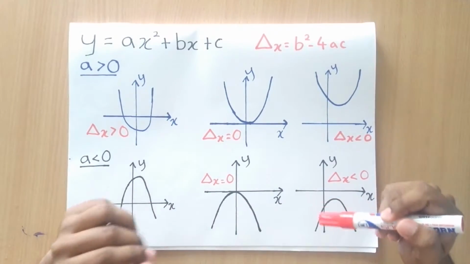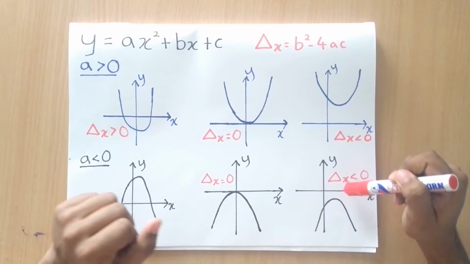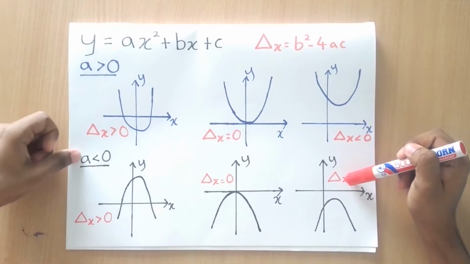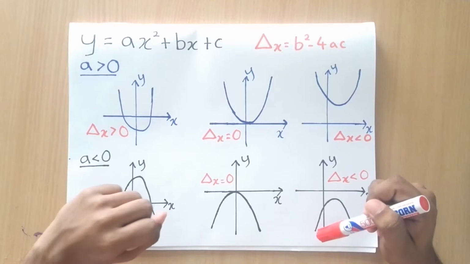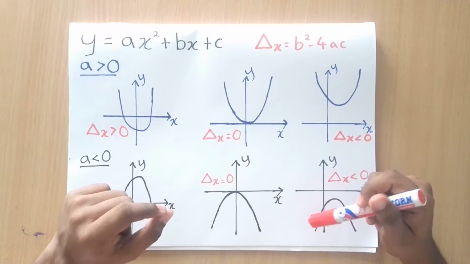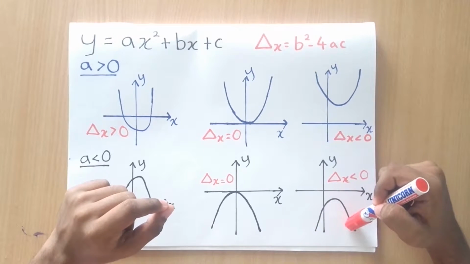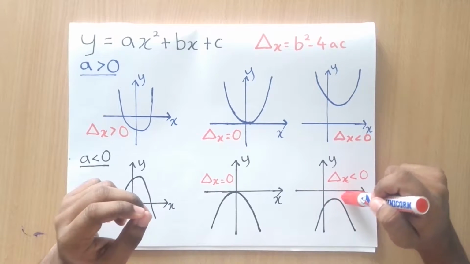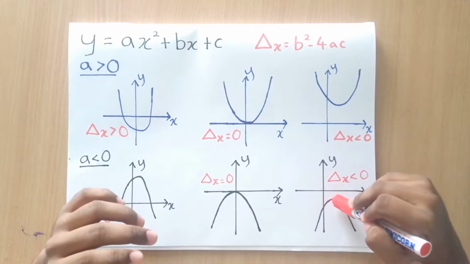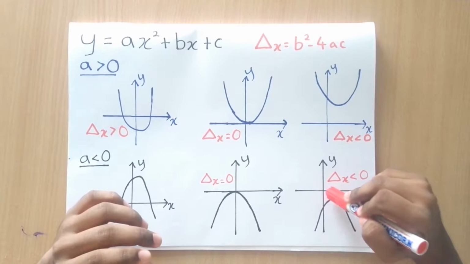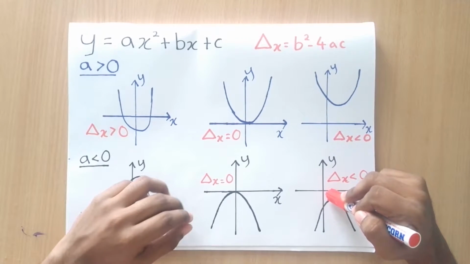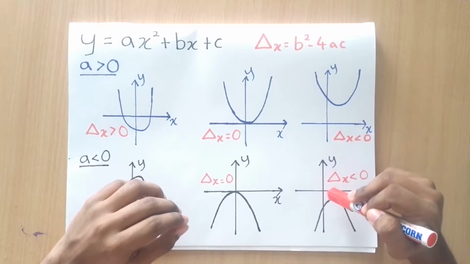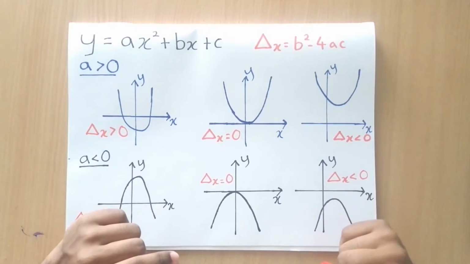The final situation is when delta x is less than 0 and a is also less than 0. Here, the shape is still an upside down U, so the graph will have a maxima. However, the graph does not touch or intercept the x-axis and always remains below the x-axis.